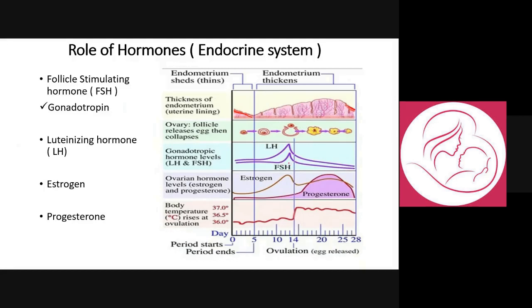Next, when we go to this level, we are looking at two important hormones, estrogen and progesterone, and the relationship they have in our menstrual cycle.